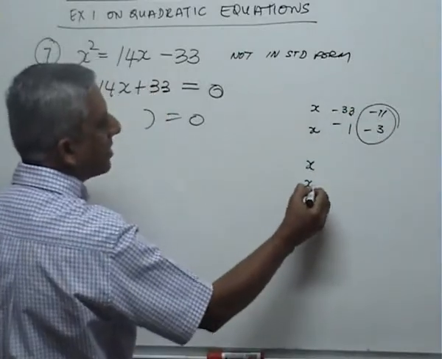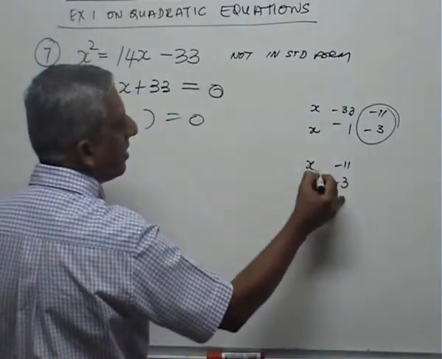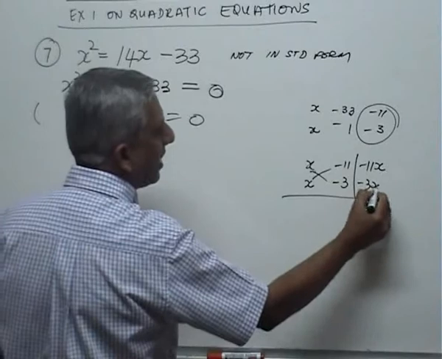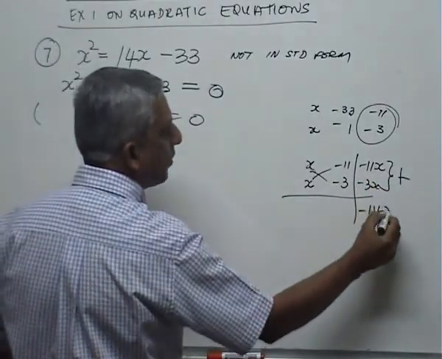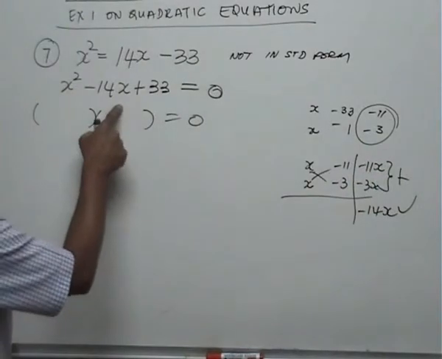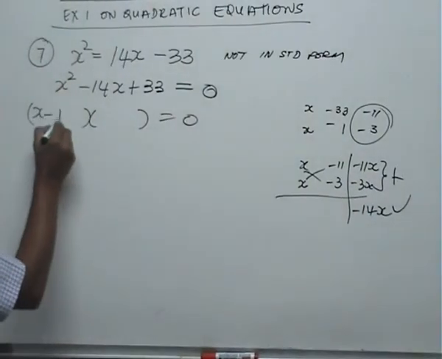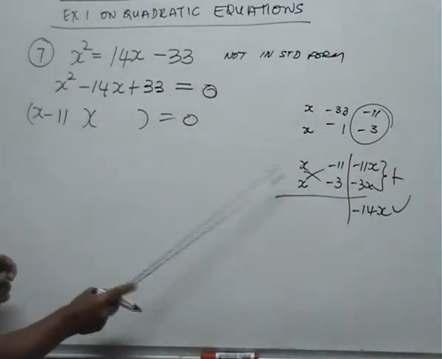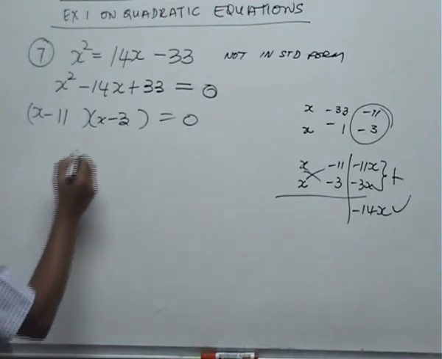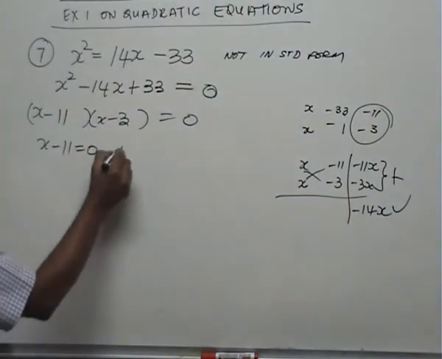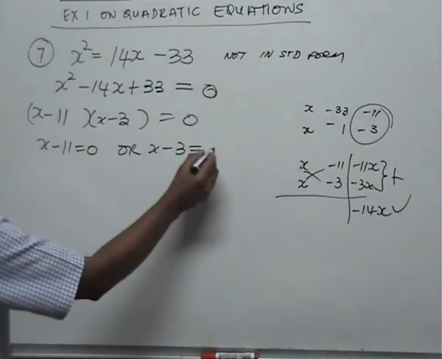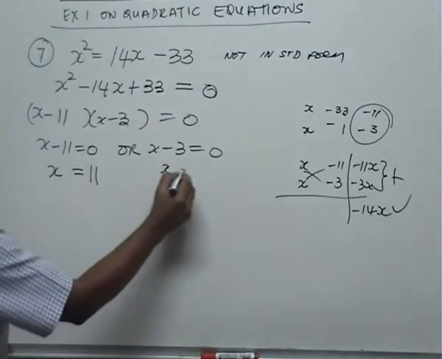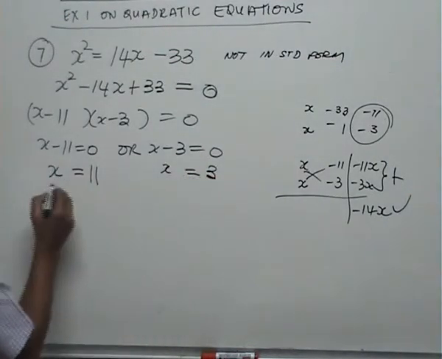So you got x and x, minus 11 and minus 3. Multiply, you get minus 11x. Multiply, you get minus 3x. Add them up, you get minus 14x. So you got your minus 14x. So the top two, that is x minus 11, the top two comes in the first bracket. The bottom two comes in the next bracket. Each bracket is made equal to 0. And finally solve. Minus 11 becomes plus 11. Minus 3 becomes plus 3.